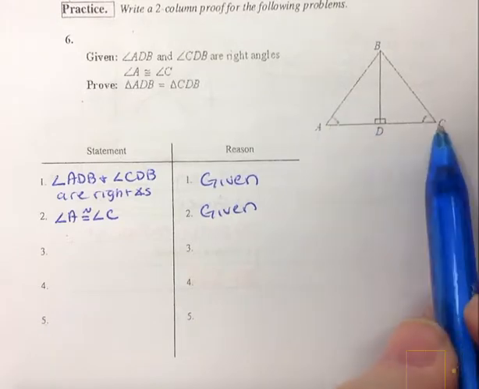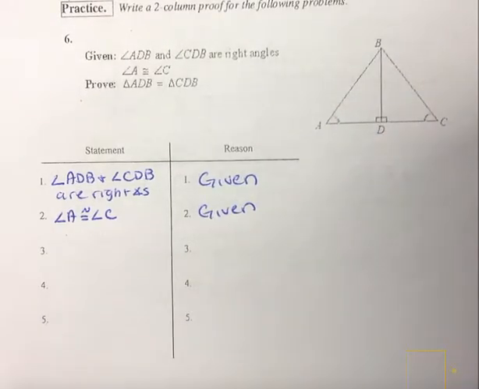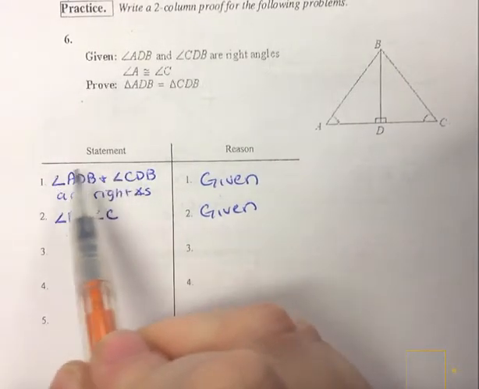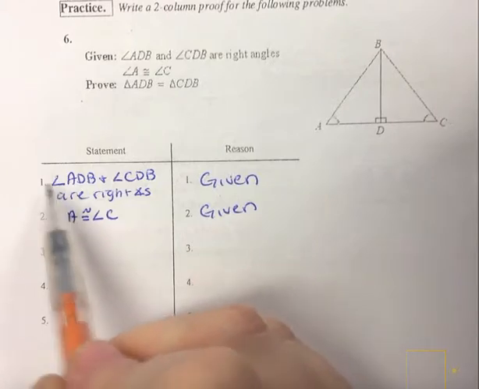A has an arc on it and C has an arc on it. So that means that those are marked. Those are all of our givens. So let's look over on the side. I do not have on statement 1 a congruency, so I don't put anything.